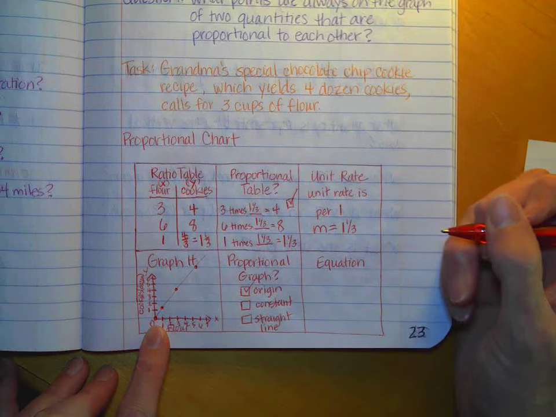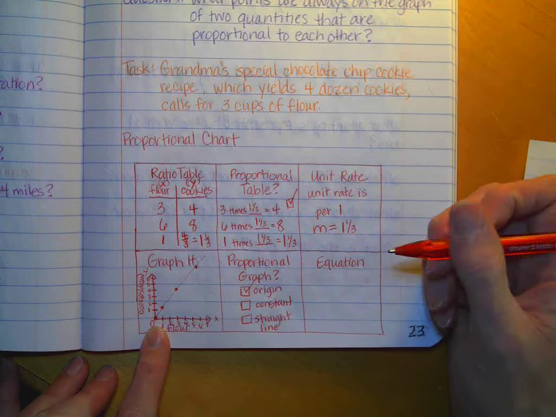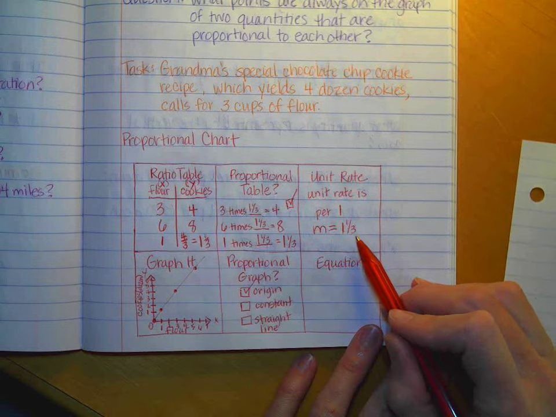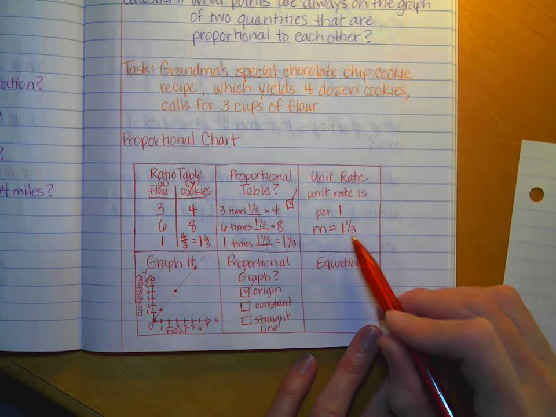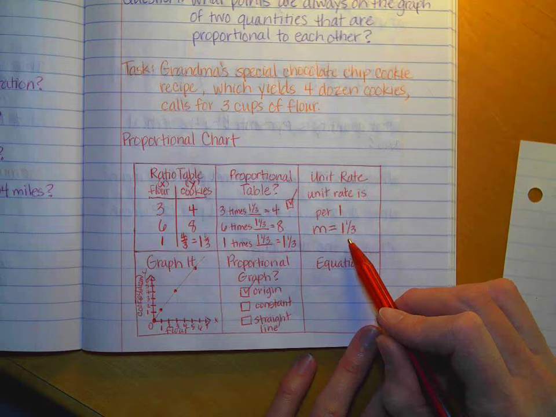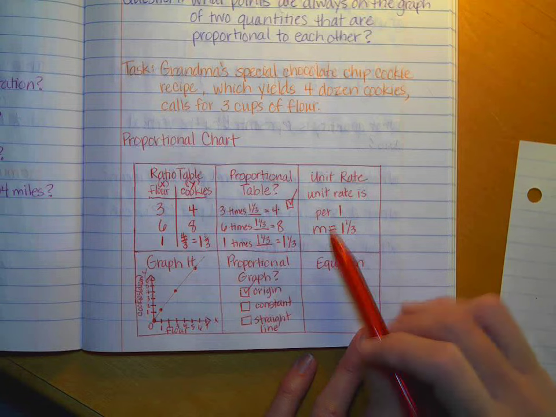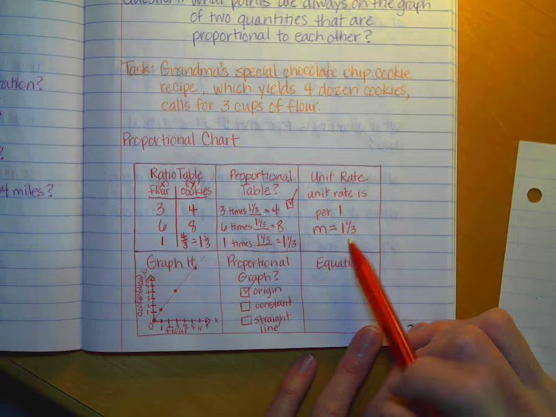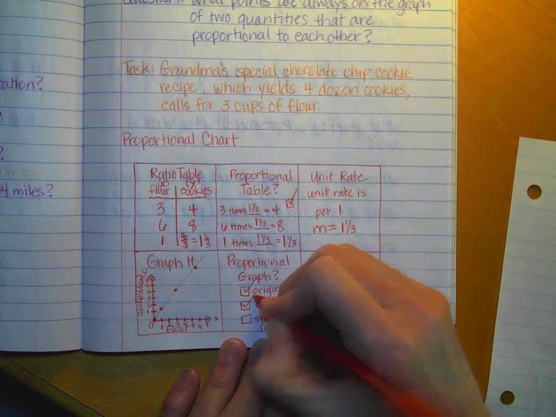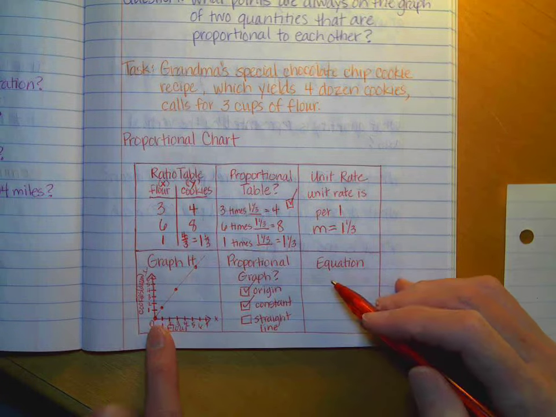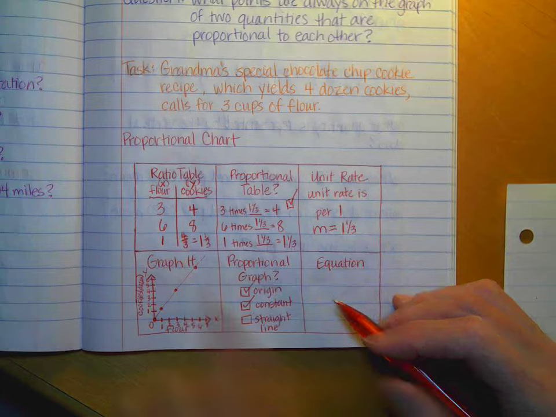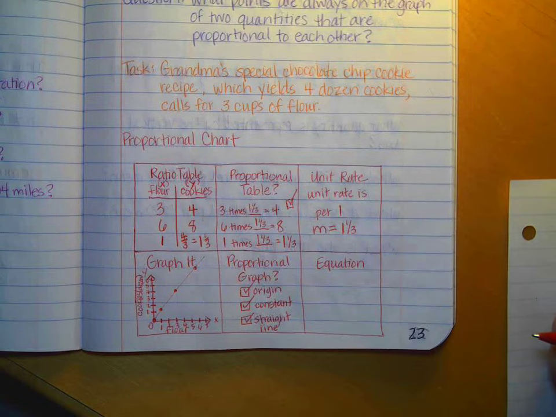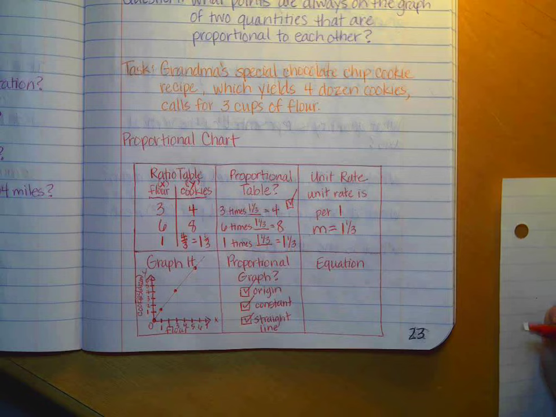Okay, so let's go to our graph. Did it start in the origin? Yes. 0 cups of flour makes 0 cookies. Okay, does it have a constant? Oh, well, we already know from our unit rate, because remember, the unit rate is the exact same thing as the constant. Did we find a constant for all of the points? Yes. So there is a constant, 1 1/3. And looking at our graph, does it form a straight line? The answer is yes. So far, so good.